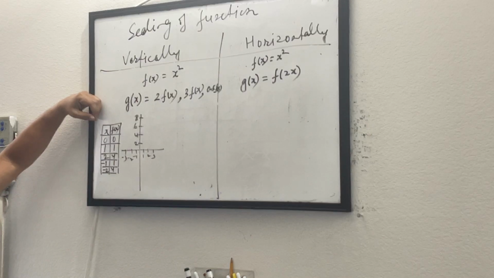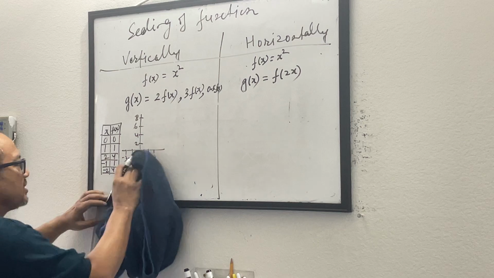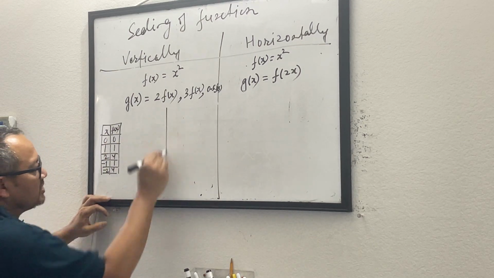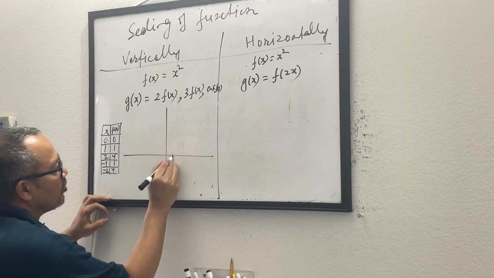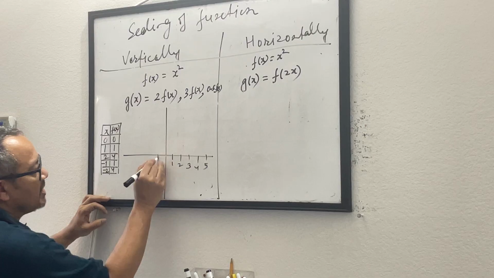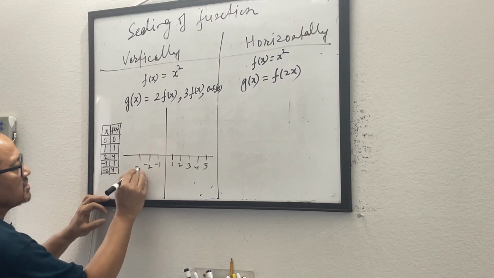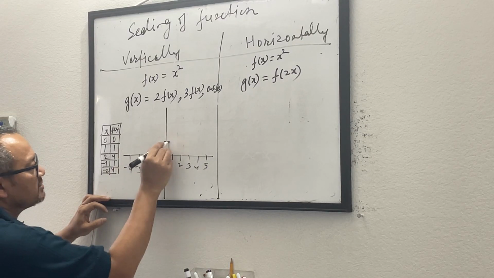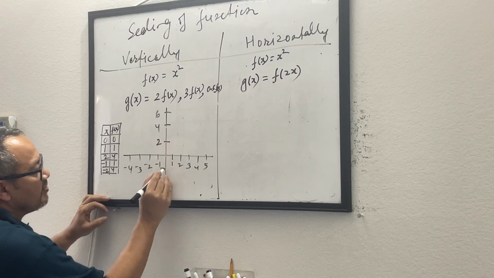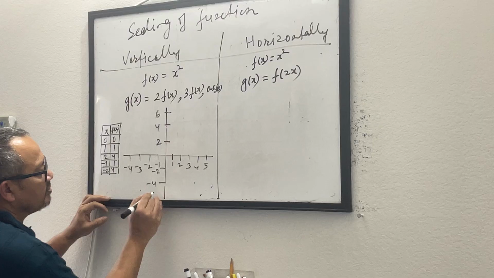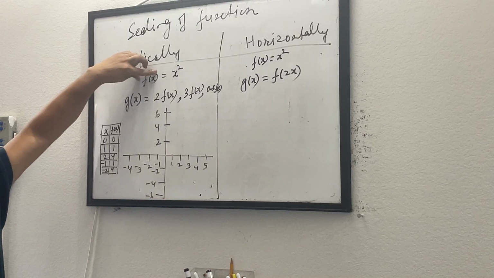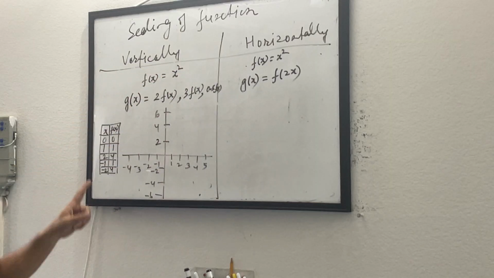Let me draw a little bigger coordinate plane so that you guys can see it clearly. So this is my coordinate plane: 1, 2, 3, 4, 5, minus 1, minus 2, minus 3, minus 4. Here I am saying 2, 4, 6, minus 2, minus 4, minus 6. Now, f(x) equal to x squared. I am just trying to plot this.